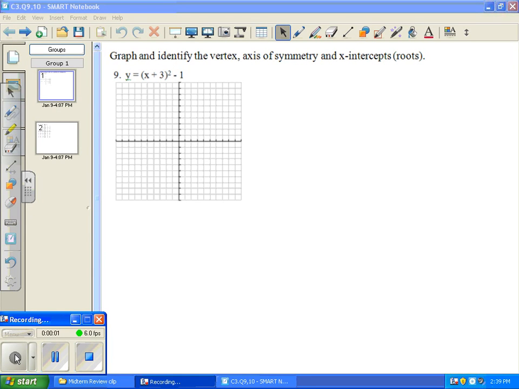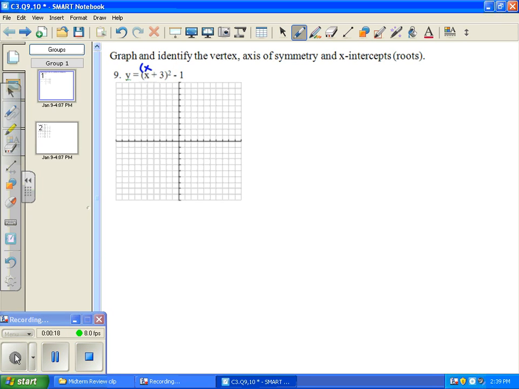Identify the vertex, axis of symmetry, and x-intercept. Okay, so this first equation is in vertex form, so it already tells you what the vertex is. As we look at it, we know that this is x minus h, squared, and then plus k. So the h and the k are coordinates of the vertex.